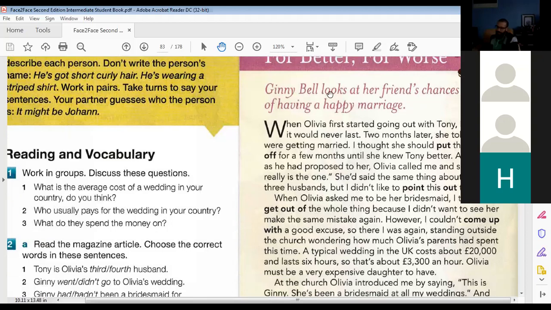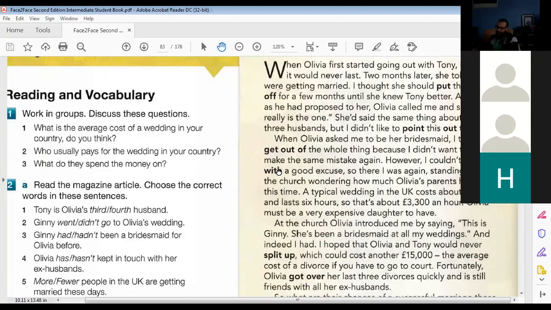So Ginny Bell looks at her friends' chances of having a happy marriage. You can start here with Olivia, and when you get to the bottom, I'll move the page for you.